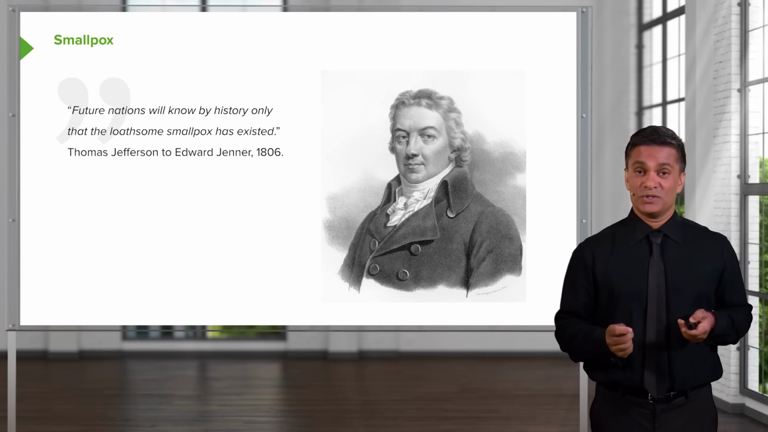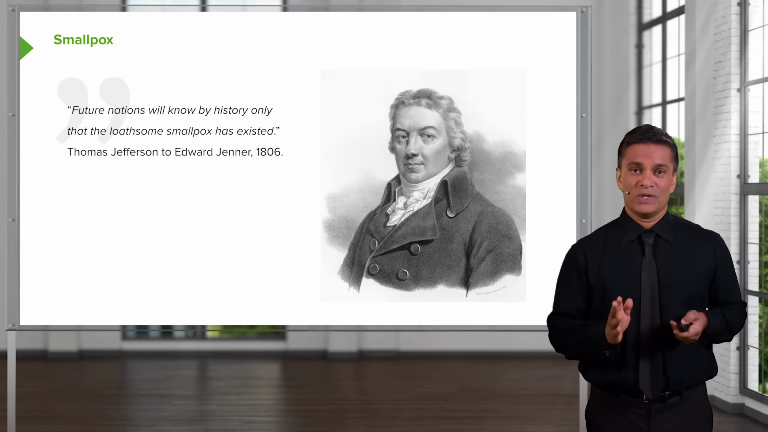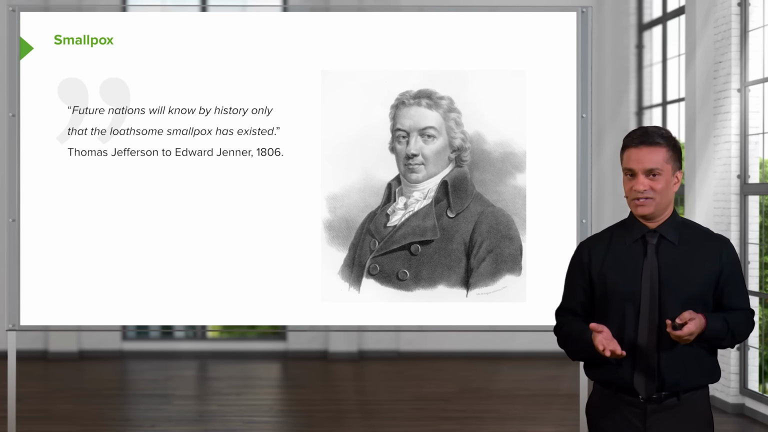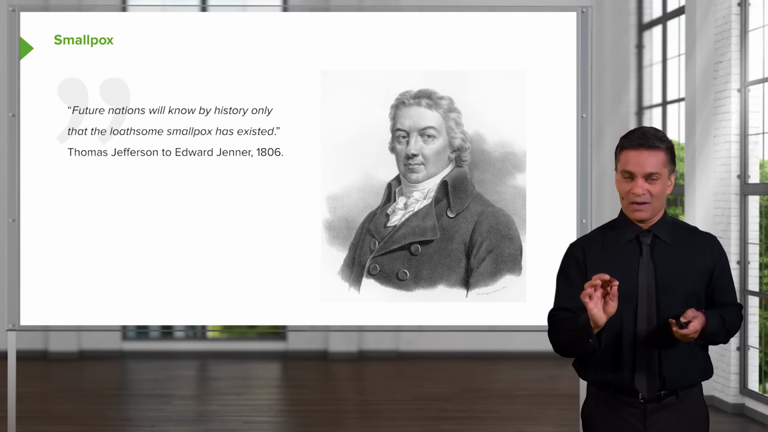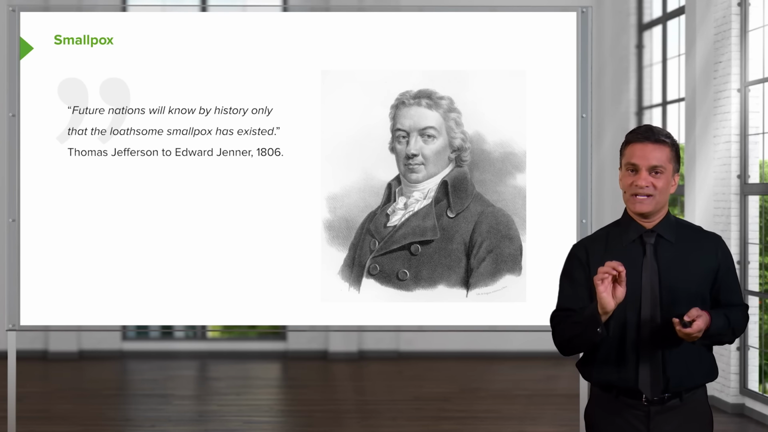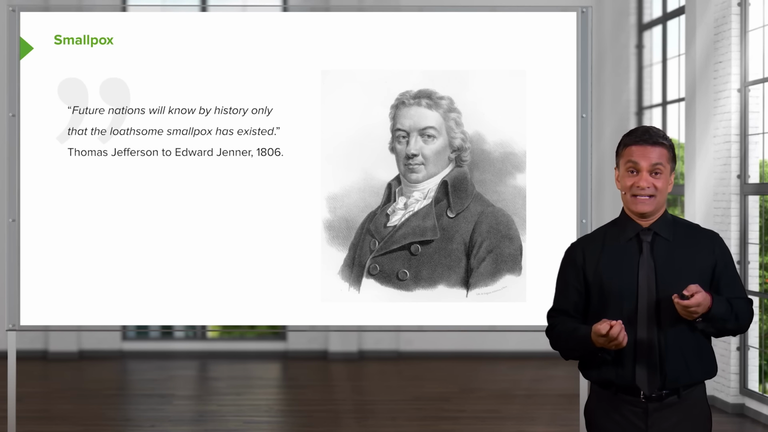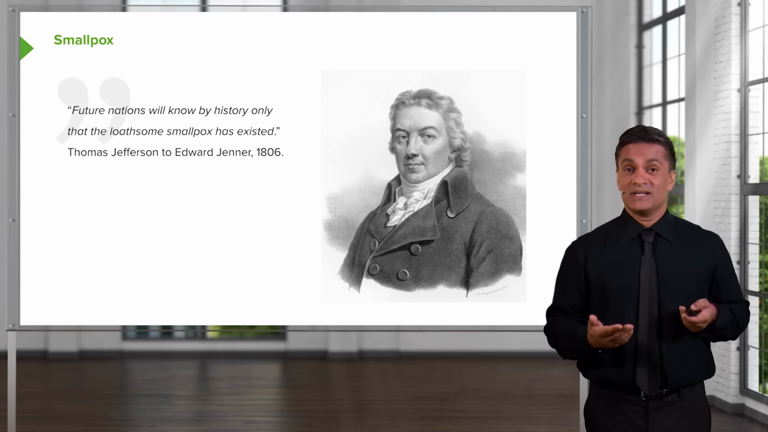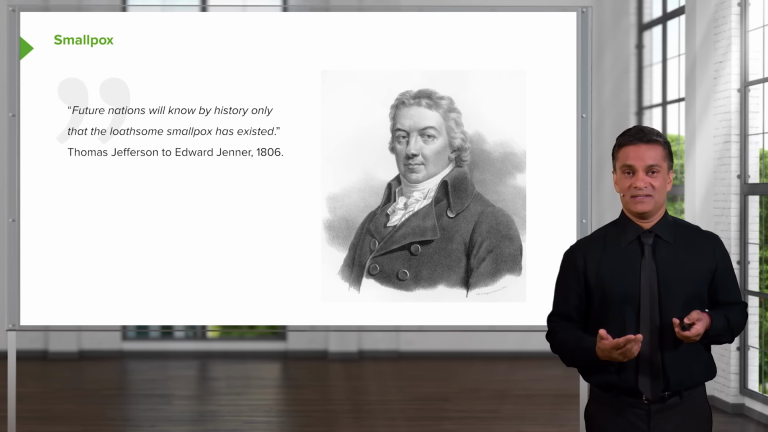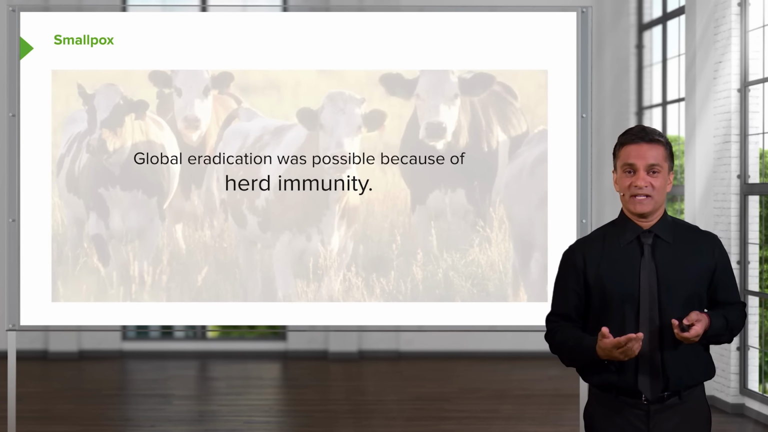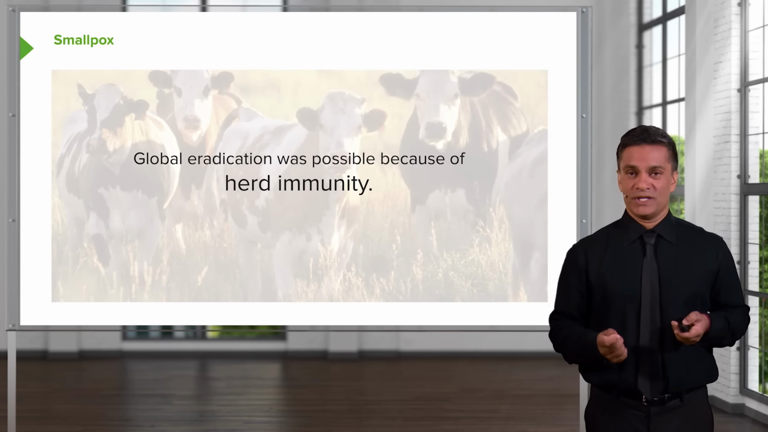So clearly the solution for beating back this disease wasn't simply the technology of vaccination. It was something a little more complicated, more profound, more interesting. And that's where the science of epidemiology came in. It was a need to compute the numbers of people who need to be vaccinated to truly eradicate the disease. And this was made possible because of something called herd immunity.